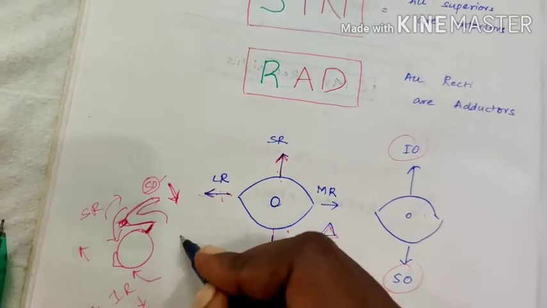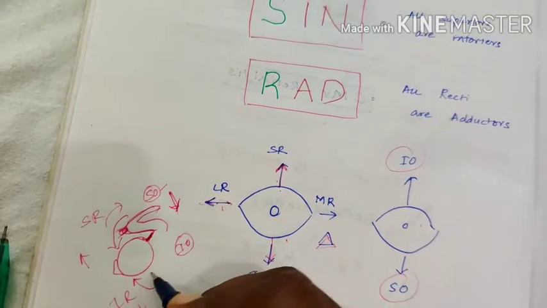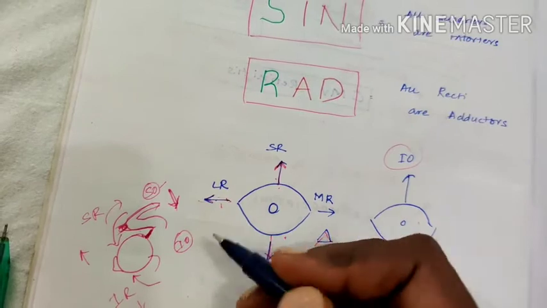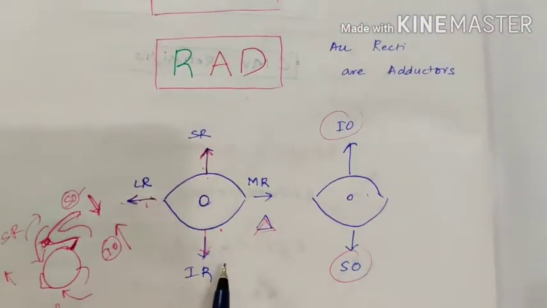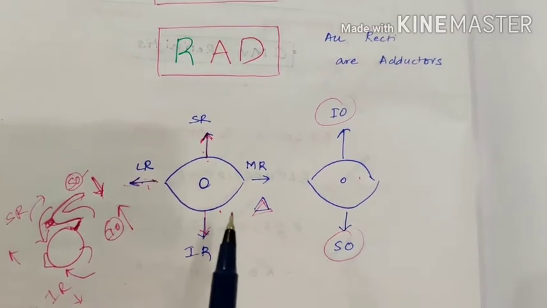Same as inferior oblique also. The movement is reverse, because the muscle attaches behind the equator; inferior oblique moves upwards. These are the basic movements. You got it? These are the basic movements.